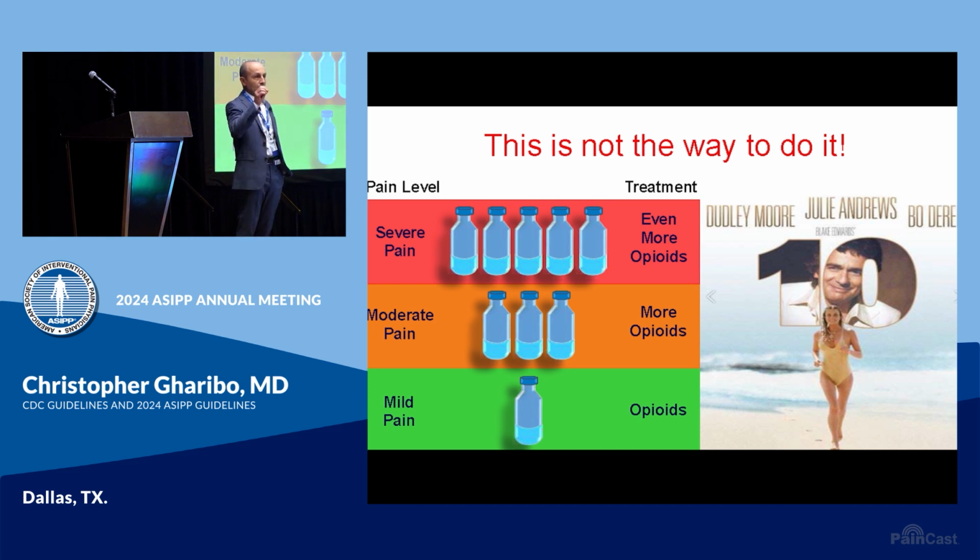Well then, based on the WHO ladder and based on some guidelines back then, you've got to give the appropriate medication for severe pain. And if the pain was moderate, that can also indicate opioids. And that was a very simplistic way of prescribing. So technically, just about everybody that came into our offices reported severe pain.